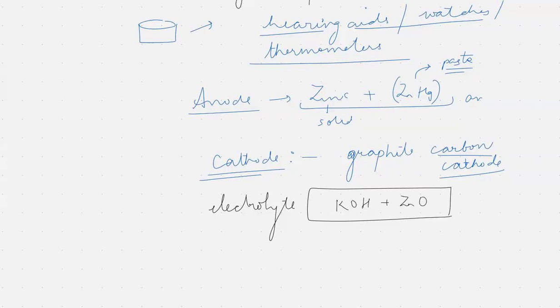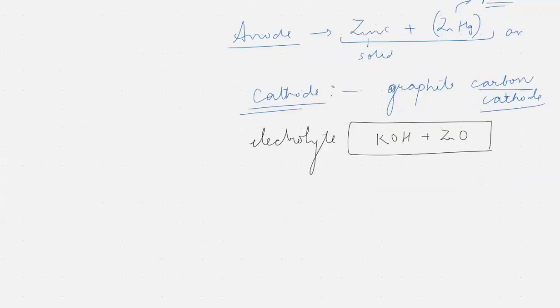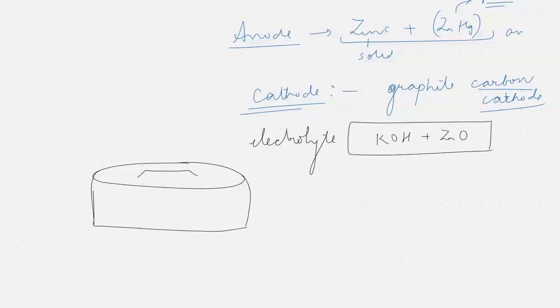Any doubts in this? No, ma'am. Okay. So as usual, you understand what is happening. So we have this kind of system. If you look at this cell, the cell will definitely look like that. Have you ever imagined this cell like that? Got the point? So we have this.